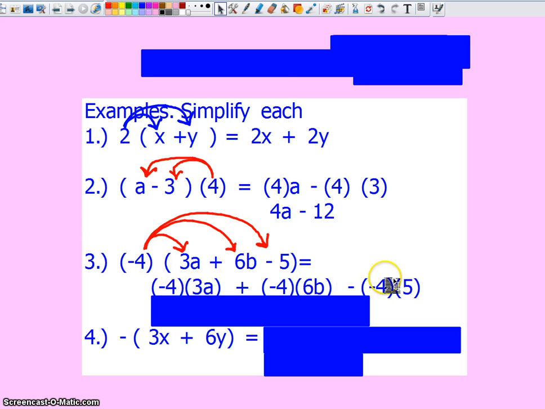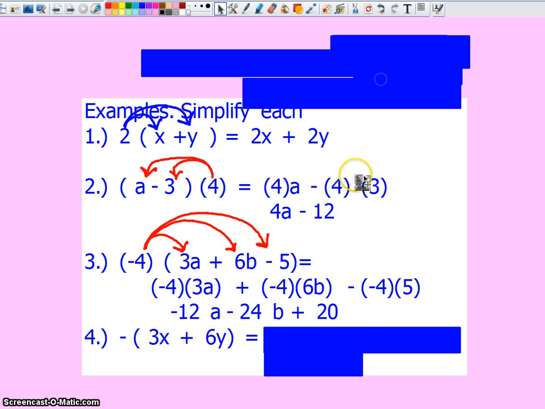I don't care if you show this step right here. I have it up here right now just to make sure you understand what I'm doing. Negative 4 times 3a, negative 4 times 6b, and negative 4 times negative 5. So you get negative 12a minus 24b plus 20.